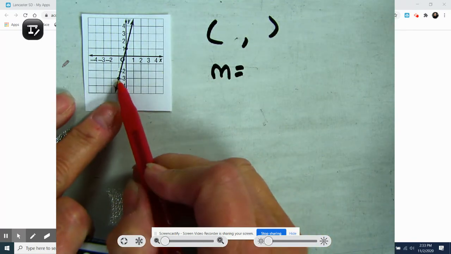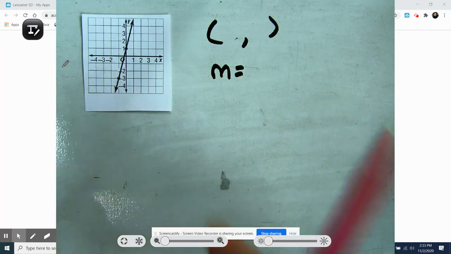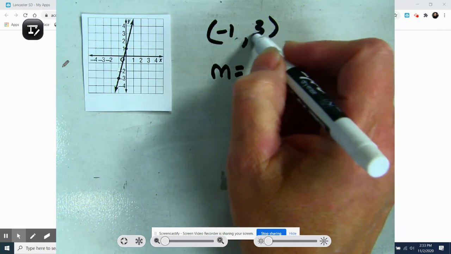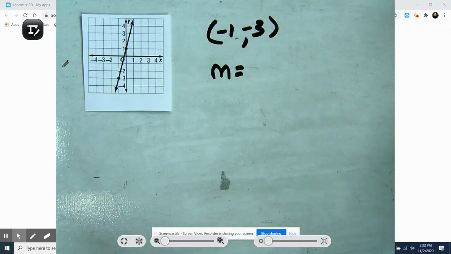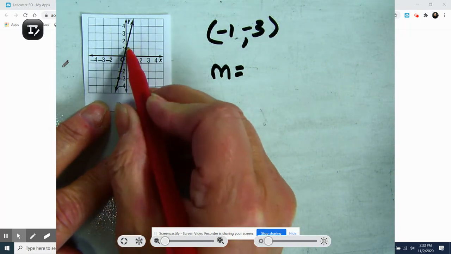There's a point right here, and this point is left 1, down 3. So that would be -1, -3. Our slope goes uphill, so we know it's positive. We're going to count from this point to this point.